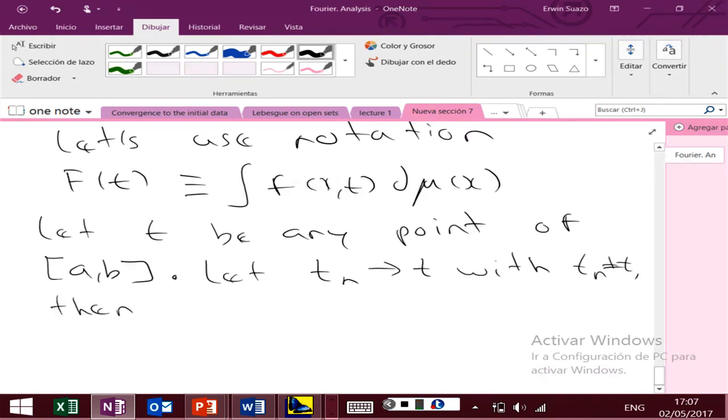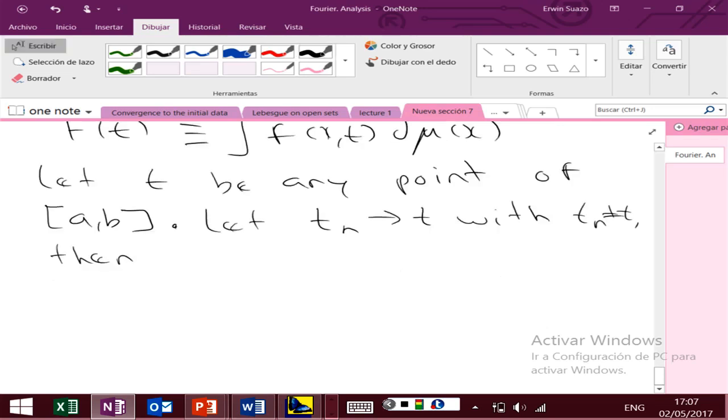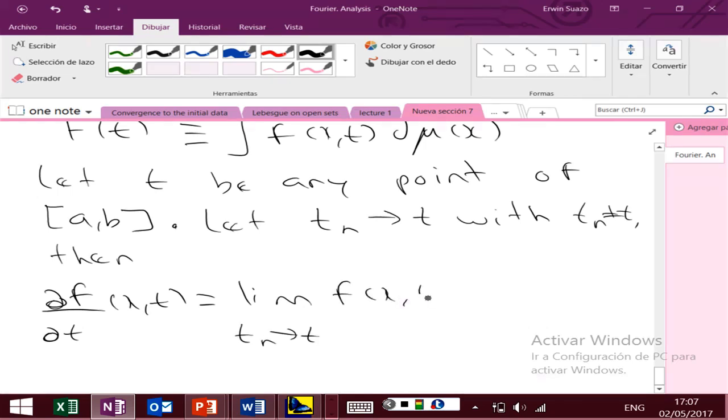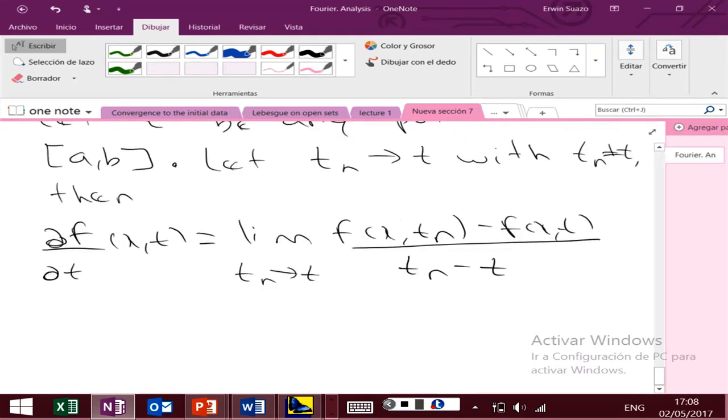So then I can write the derivative of f with respect to time of x, t as the limit as t sub n goes to t of f of x, t sub n minus f of x, t, over t sub n minus t, and x belongs to X. Okay, so that's just the definition. I haven't done anything weird, right?